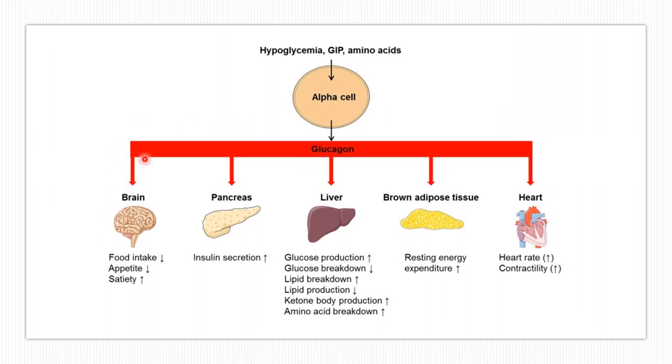So again, in the brain, in terms of the food intake, it will decrease the food intake. It will also decrease the appetite and it will increase satiety. In the pancreas, it will increase the secretion of the hormone insulin. For the liver, it will increase the glucose production. It will decrease the glucose breakdown, increase the lipid breakdown, decrease the lipid production, and increase the ketone body production and the amino acid breakdown.